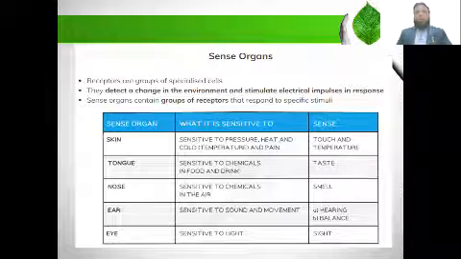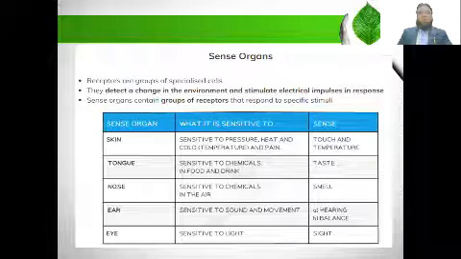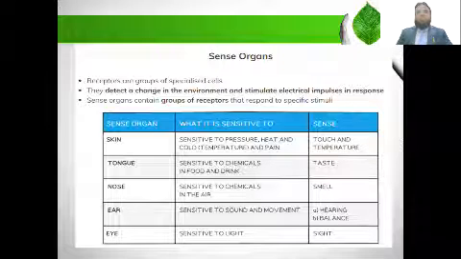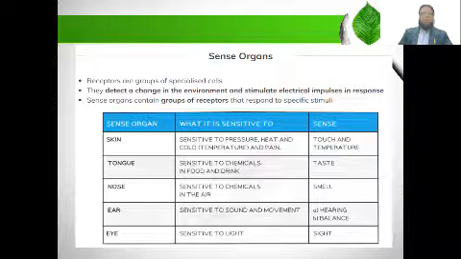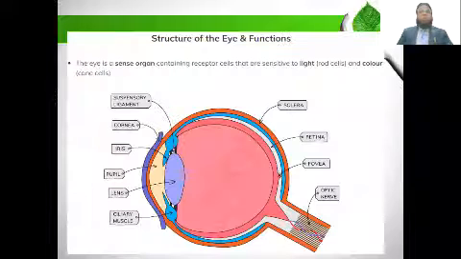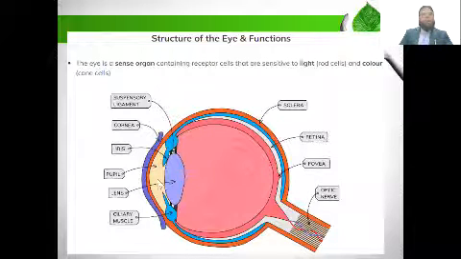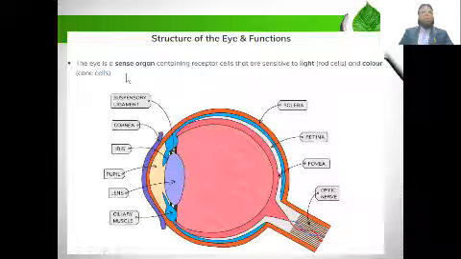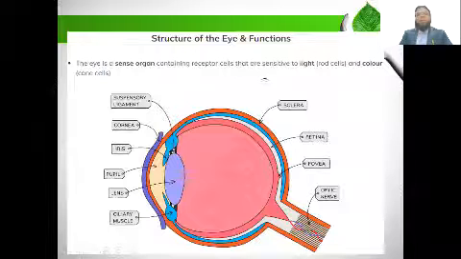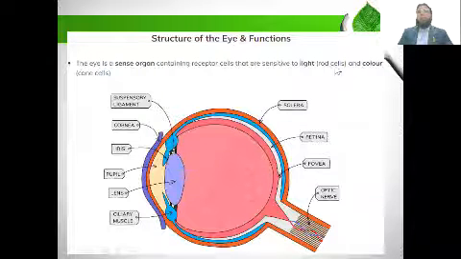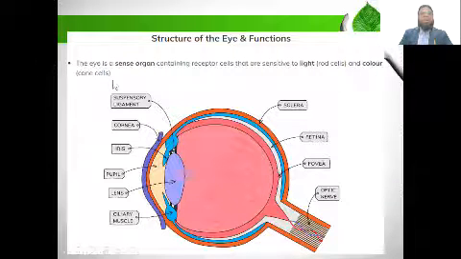In sense organs, there are different types of receptors which are responsible for sensing different things: chemoreceptors, thermoreceptors and mechanoreceptors. Now come to the structure and function of the eye. The eye is a sense organ containing receptor cells that are sensitive to light. What are these special receptors inside the eye? They are the rod cells and the cone cells, and they each have a particular job which we have to discuss.